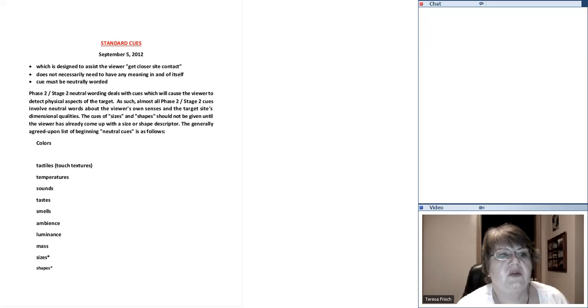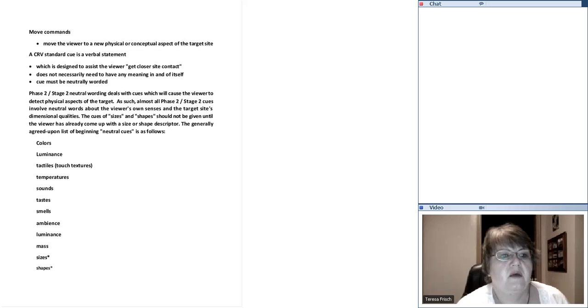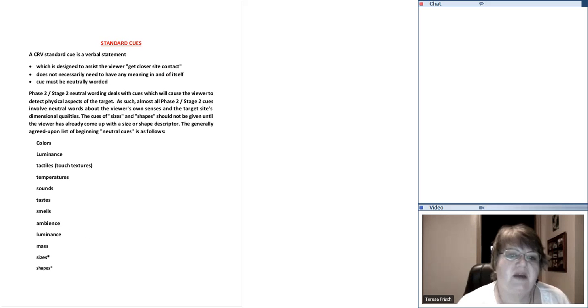Now, standard cues. A CRV standard cue is a verbal statement designed to assist the viewer in getting closer sight contact. It does not necessarily need to have any meaning in and of itself, but it must be neutrally worded. And standard cues, when we're talking about this, are in Phase 2, Stage 2, where you are really establishing sight contact, and you might be stuck, your perceptions are slowing down and grinding to a halt, and you need to get a little jump start again.